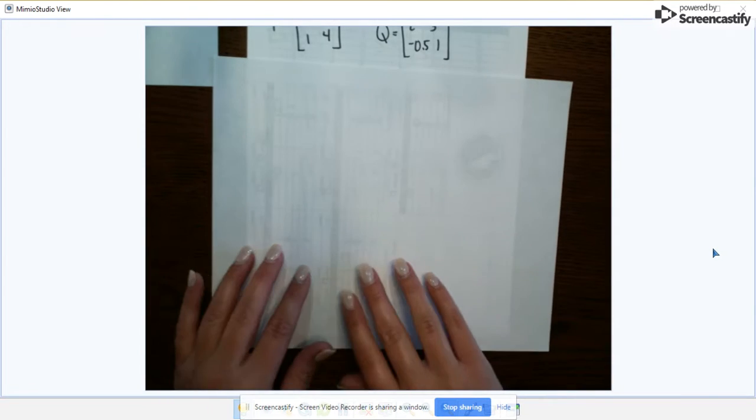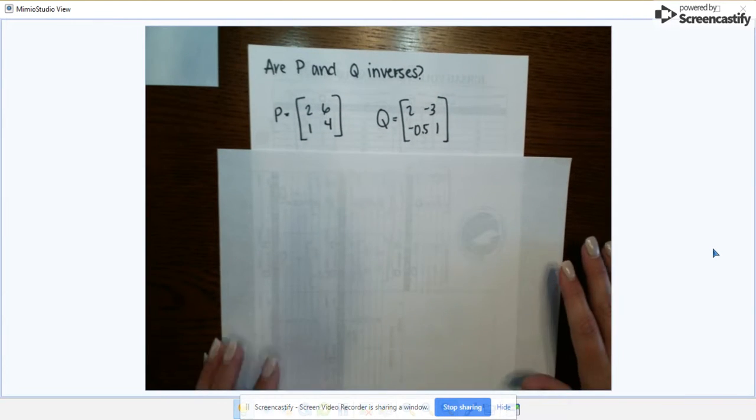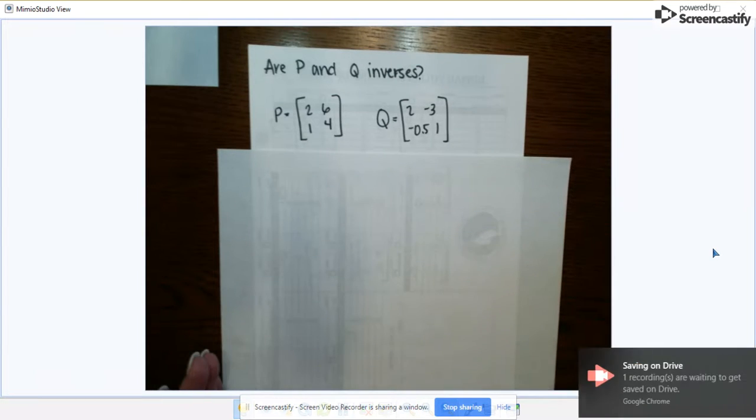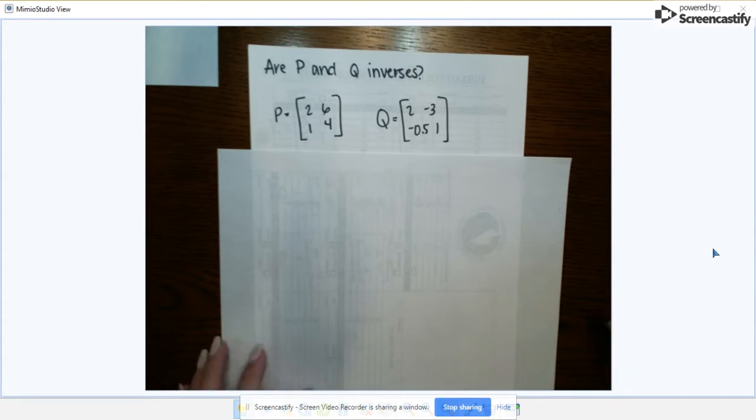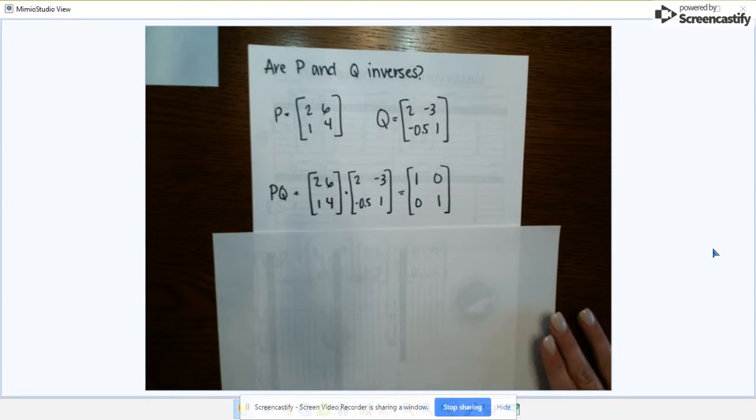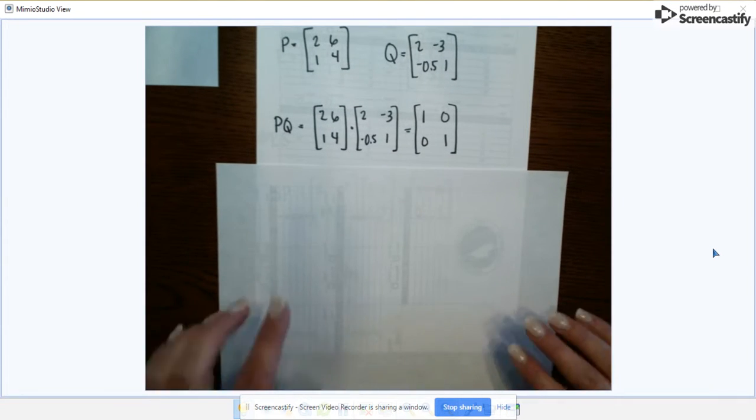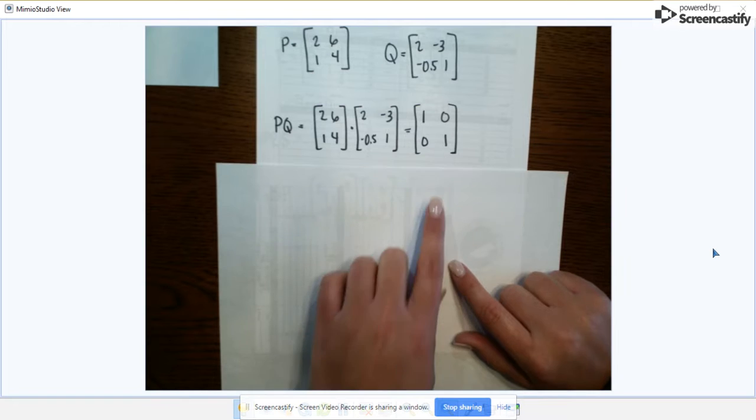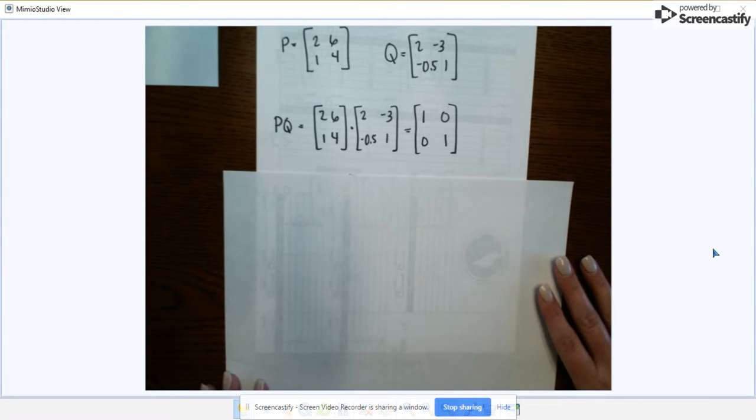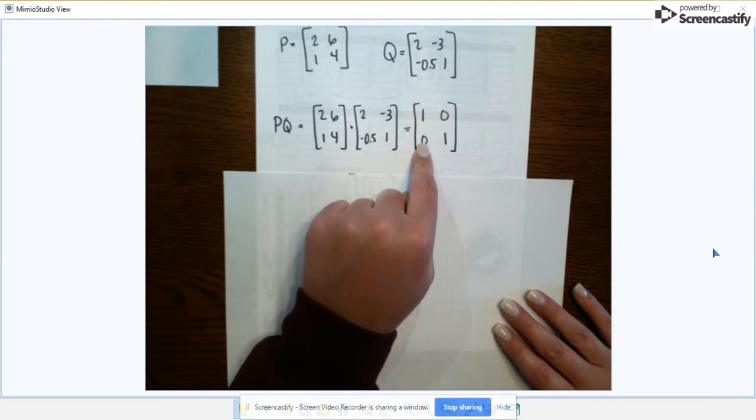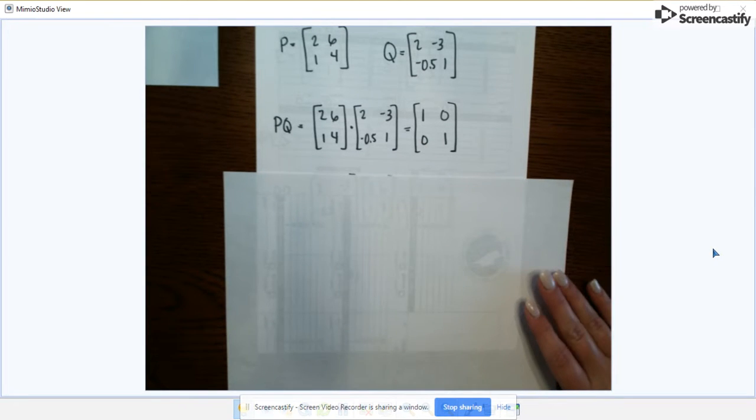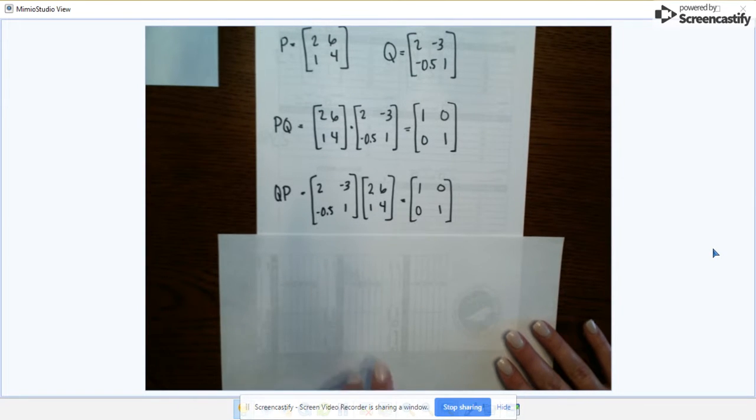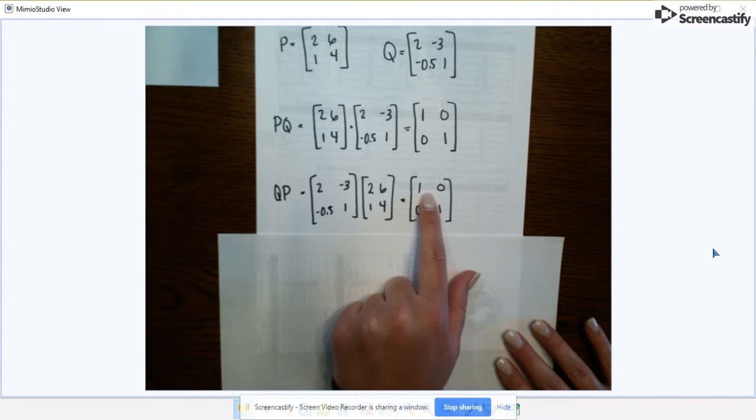So using that information, we're going to test whether P and Q are inverses, which means if I take P times Q, I should get the identity. And if I take Q times P, I should get the identity. So here, P times Q, when I multiply, and you guys can go and check my work, I get 1, 0, 0, 1. And that is what we call our identity matrix, because we have 1s on our main diagonal and 0 everywhere else. So now we have to do Q times P. When I do Q times P, I also get 1, 0, 0, 1, which is that identity matrix.